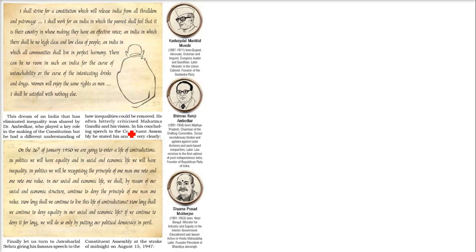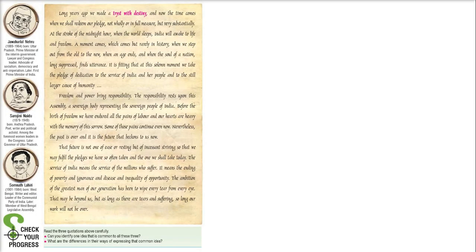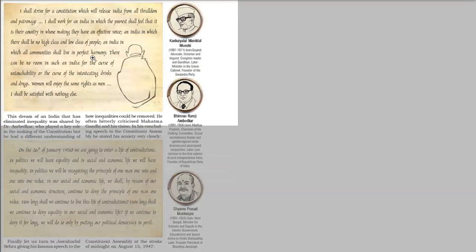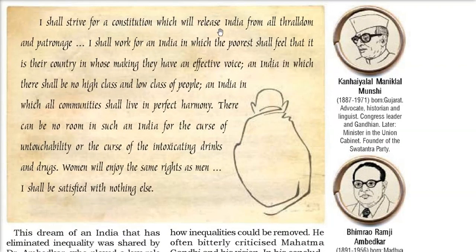So here are some of the ideas given by the great people. Like Jawaharlal Nehru said that, but I will read the idea of the Constitution that Gandhiji had in his mind. Gandhiji said that I shall strive for a Constitution which will release India from all thraldom and patronage. I shall work for an India in which the poorest shall feel that he is also doing something for the country, or he is a part of making the country.